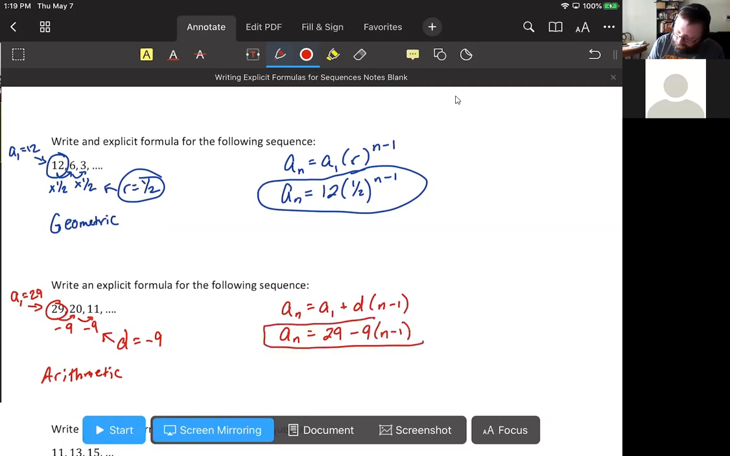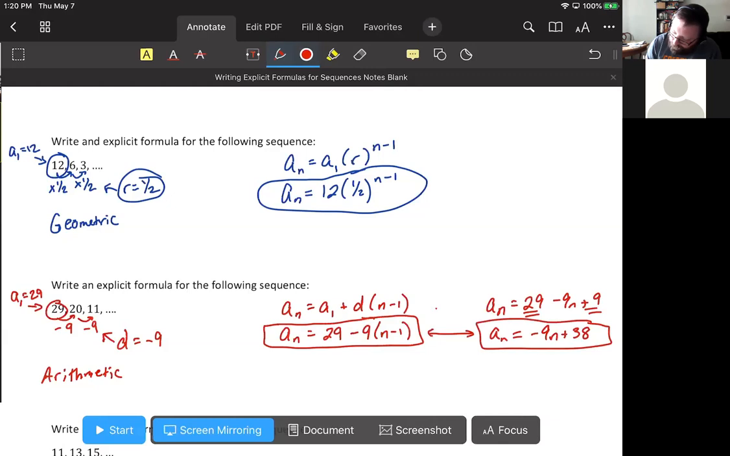Again, this is a fully acceptable answer. Delta Math will accept it. On the previous example, the n minus 1 is an exponent. It has to be up as an exponent. We could also simplify that by distributing the -9, which would give us 29 minus 9n plus 9, and then combining these like terms to give us -9n plus 38. Again, either one of these, they are both correct. They're equivalent equations, so it shouldn't matter which one you use.